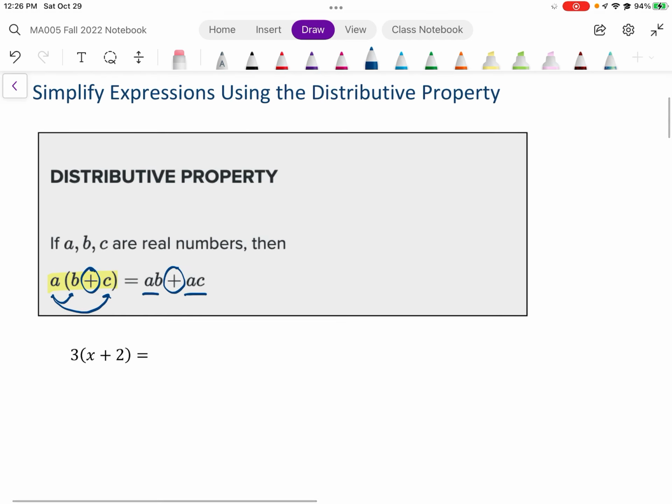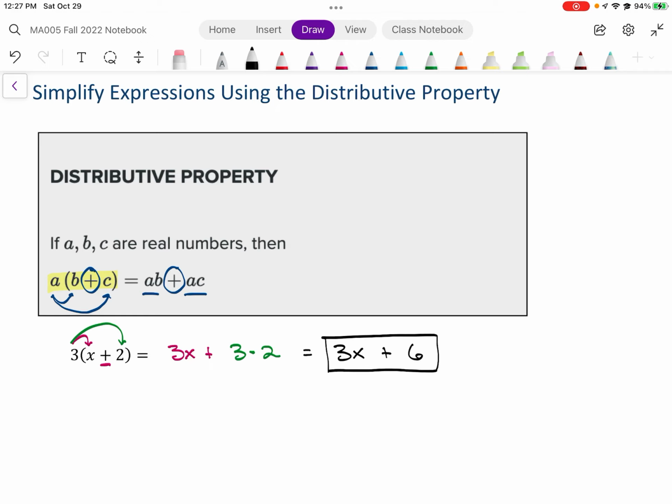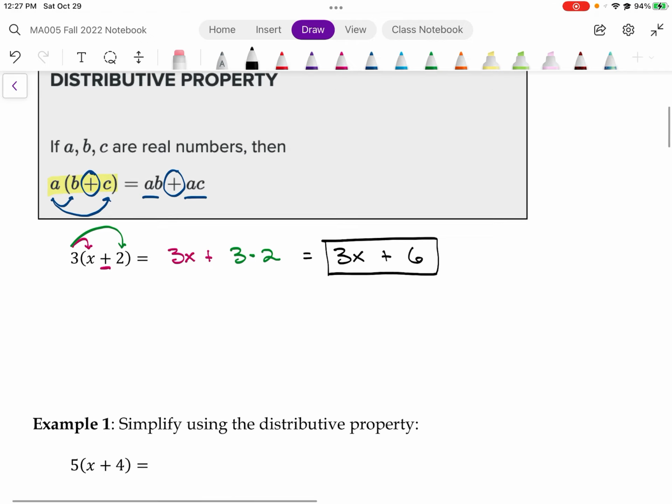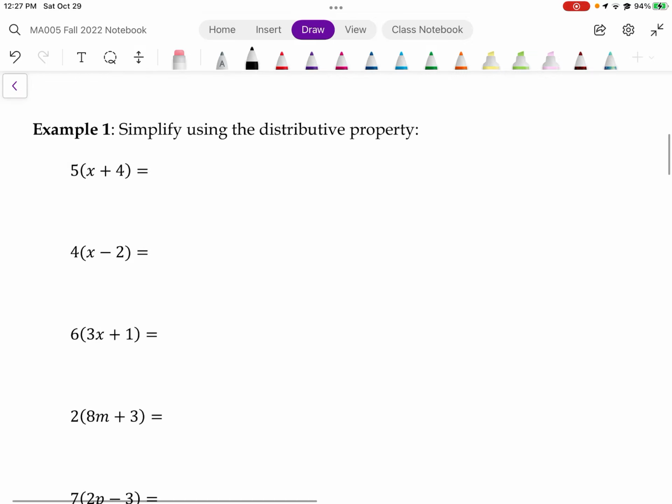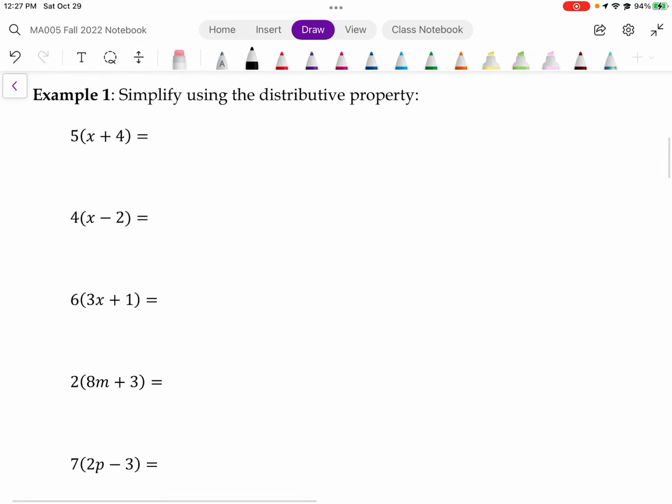Here's an example right here. So 3 times x is 3x, plus, we have a plus sign here, then we have 3 times 2. Right, so then 3 times x, we just write 3x, and that's why I wrote it that way. I didn't put the times sign, but you can if you want. The final simplified version is just 3x, plus 3 times 2 is 6. Okay, so 3 times x plus 2 is 3x plus 6. All right, so try that with all of these. Pause the video and see how you do.